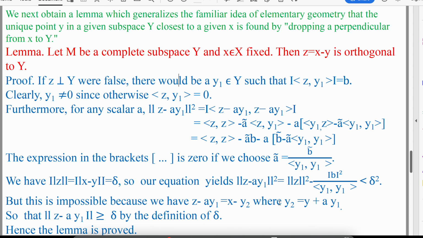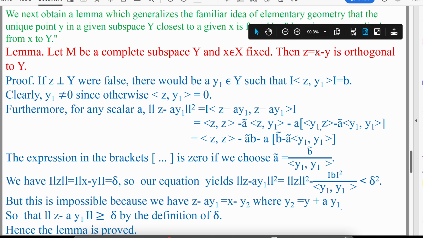So it means our supposition that z is not perpendicular to y is not true. So it means we can have z, which is equal to x minus y, orthogonal to y. So z is orthogonal to y.